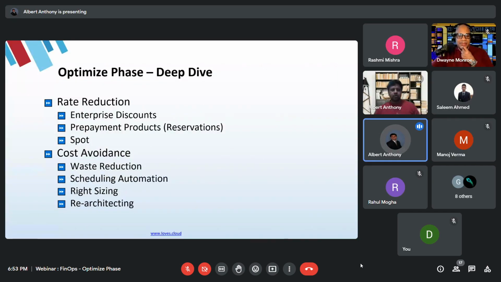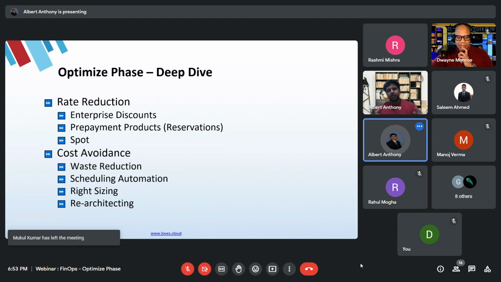Dwayne, let us talk about a couple of things at a very high level. Optimize, if we could, maybe classify it into two or a few more broad categories. I've written only two here. One is rate reduction, and the second is cost avoidance.